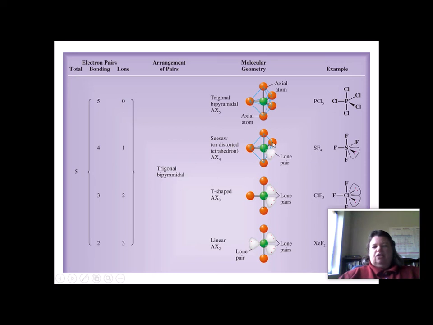T-shaped. I'm going to continue taking off of the central triangle here, so I take off 1 here and 1 there, and so this is the top of the T, and this is the leg going down to the ground. If you turn your head 90 degrees like that, you will see it. Linear. Now I take the 3rd one off here, and so I'm just left with these, and so that's linear. So I have 2 linears. One is 2 outside atoms, 0 lone pairs. The other one is 2 outside atoms and 3 lone pairs.